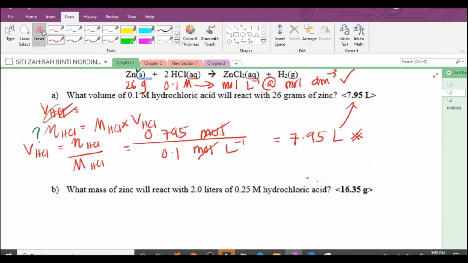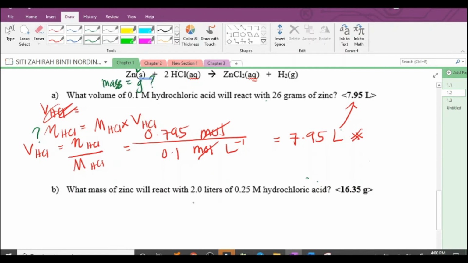Alright, B. Question B and C do not have any reference to question A. So for question B, you are given different information. For B, what is the mass of zinc, in gram, that will react with 2 liters of 0.25 molar hydrochloric acid? So the hydrochloric acid is now 2 liters and has a concentration of 0.25 molar.